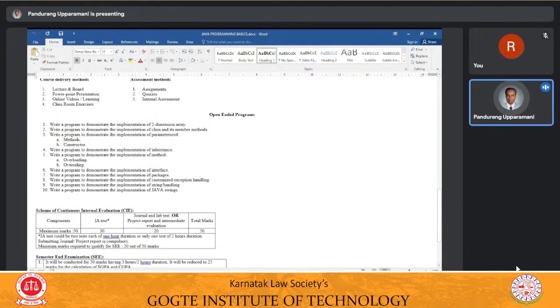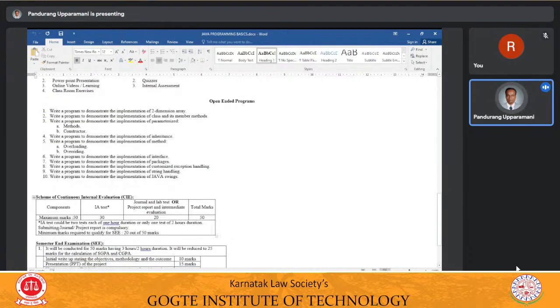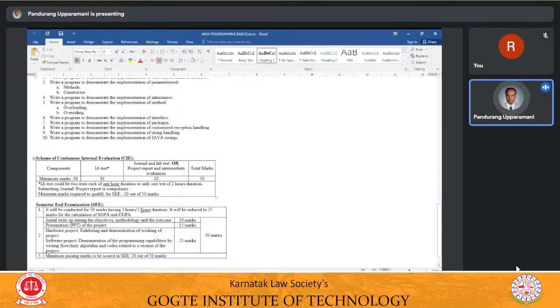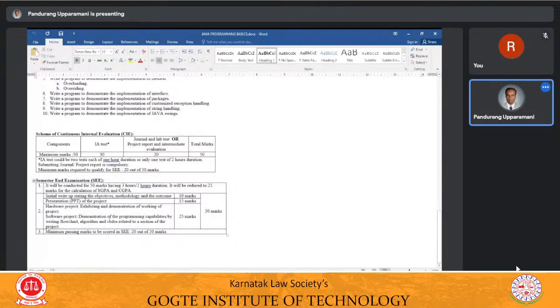Once we have done with this, this is your split-up part. The CI split-up is the IA test, which is 30 marks, and the journal is 20, total 50 marks. Next, again SEE, this is the split-up. So this is what we have regarding our Java programming basics. Thank you.